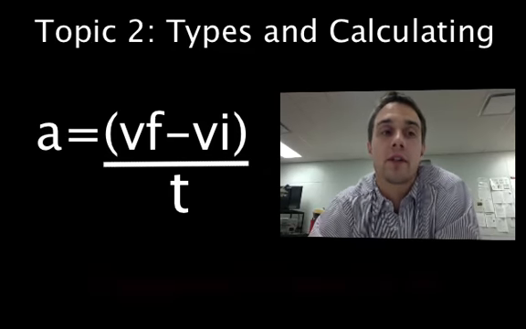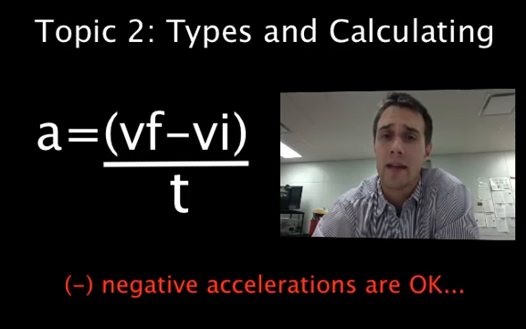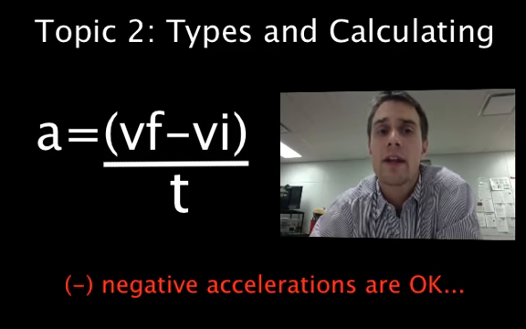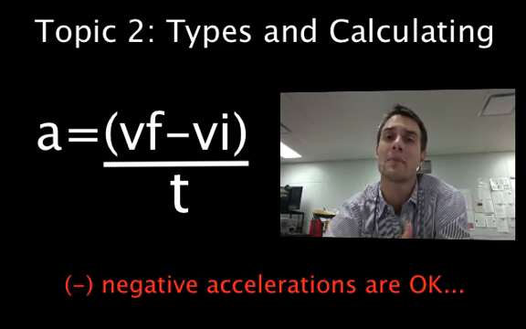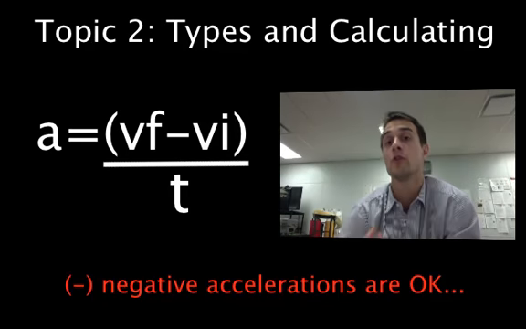Sometimes we can end up with an acceleration reading that is negative, and that's okay, all right? Don't freak out about that. All that's telling us is that acceleration is happening in the opposite direction of the original way you were going.